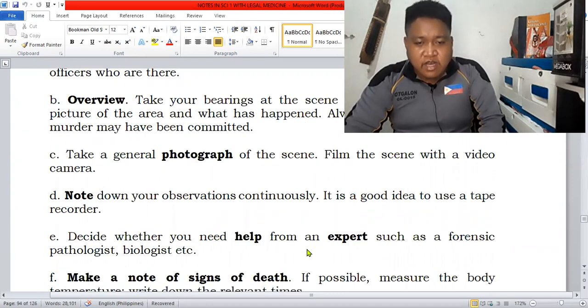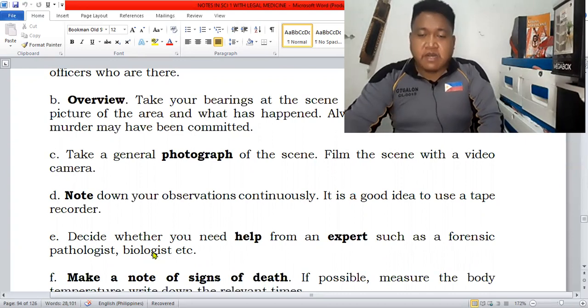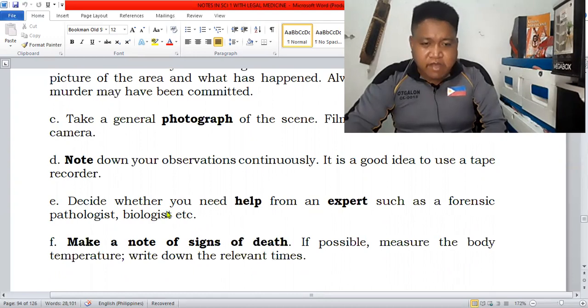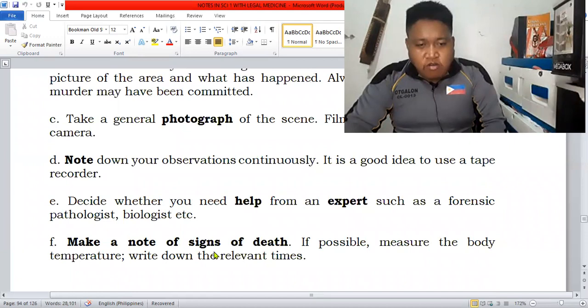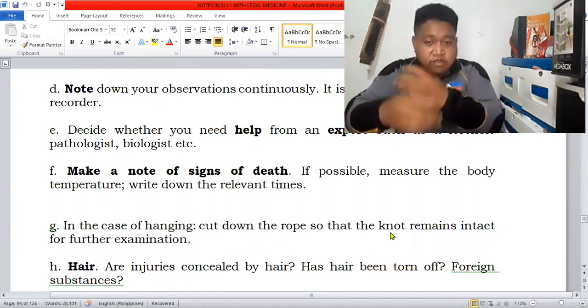Decide whether you need help from an expert such as forensic pathologist, yan, para sa autopsy, or biologist para sa toxic analysis or toxicology. Yan. Diyan papasok na naman ang legal medicine. Make a note of signs of death again. If possible, measure the body temperature and write the relevant times. In the case of hanging, cut down the rope so that the knot remains intact for further examination. Kasi yung knot, yung pag siglot.